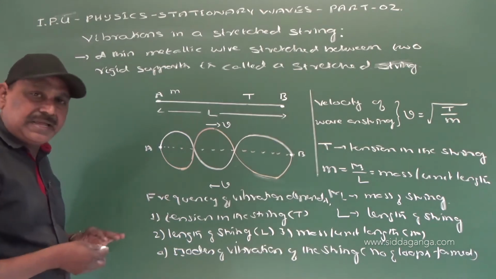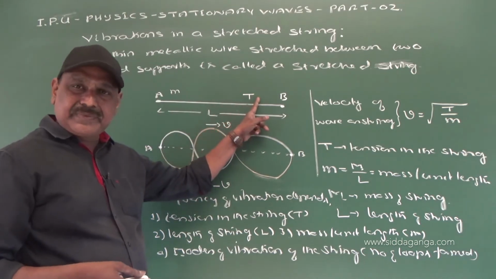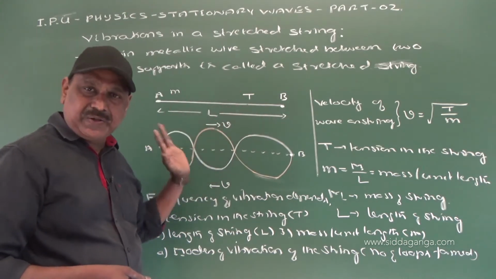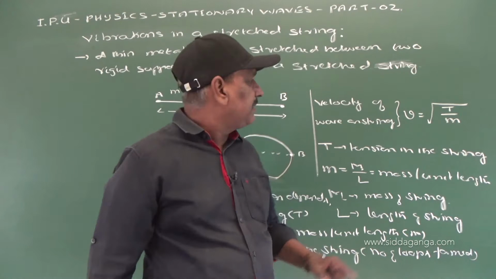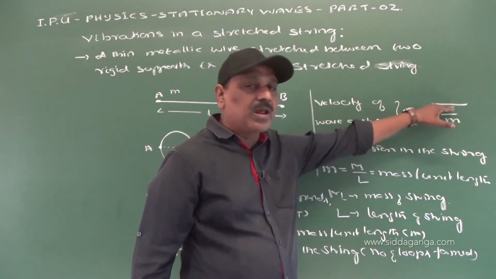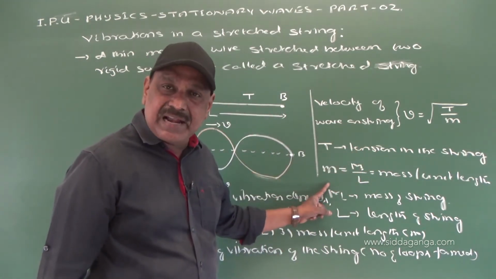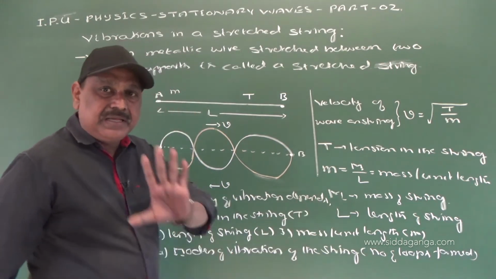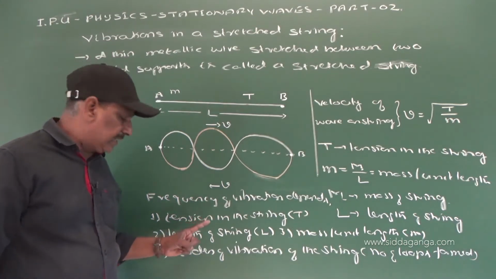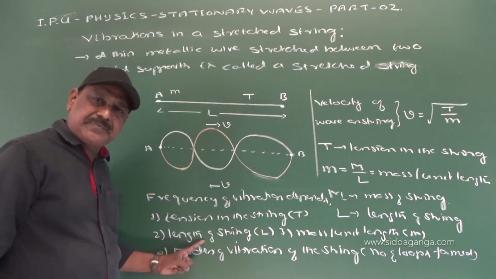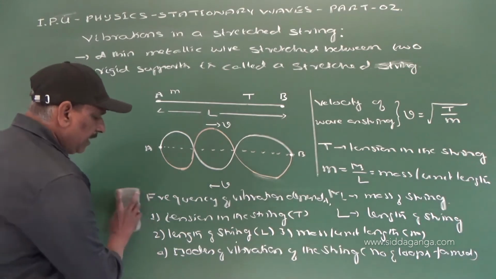Now remember here, a stretched string with tension T, length L and mass per unit length m. A transverse wave on a stretched string travels with a velocity v equal to square root of T by m, where T is tension in the string and m is linear density or mass per unit length. The frequency of vibration of a stretched string depends upon 4 factors: tension, length, mass per unit length and modes of vibration.